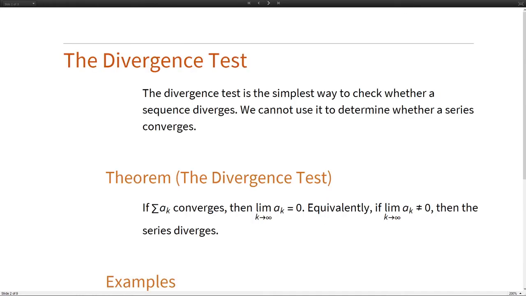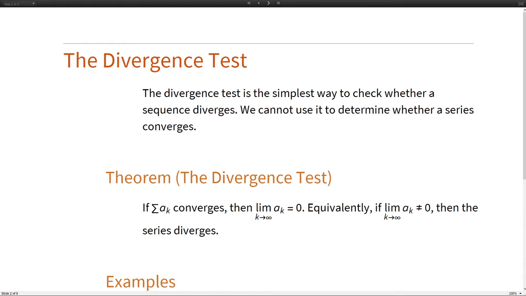So the divergence test is by far the simplest test, and because it's the simplest test, it actually doesn't tell us anything about whether a series converges. It only says whether a series diverges, hence the divergence test. So, well, what is this?